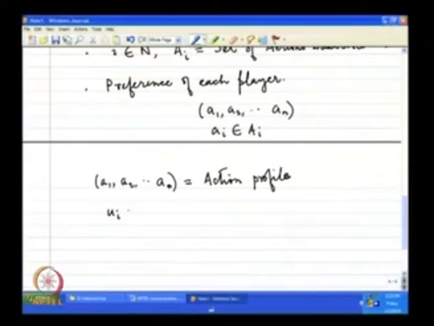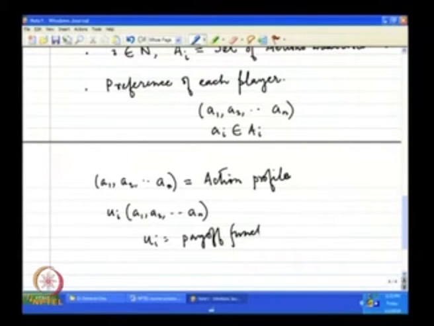So, by the third element of strategic games, which we have defined as preferences, the preference of each player, what we mean is that this should be properly defined. Ui, if you remember, is the ordinal payoff function of i. Ui is defined over action profiles, and we have to know the values of Ui for each possible action profile. And if I know that, I know the preference of each of the players.